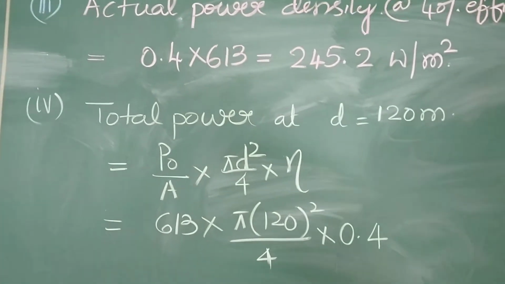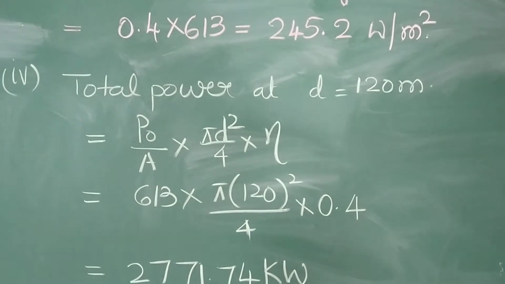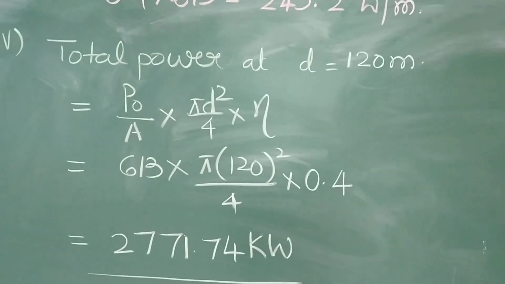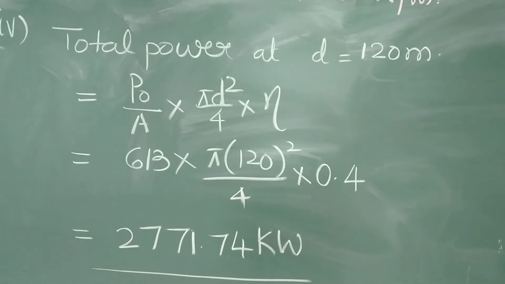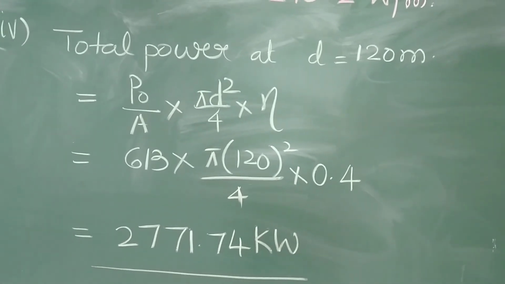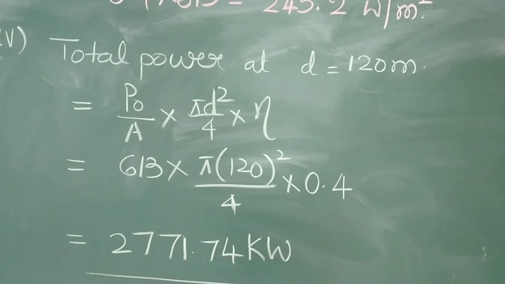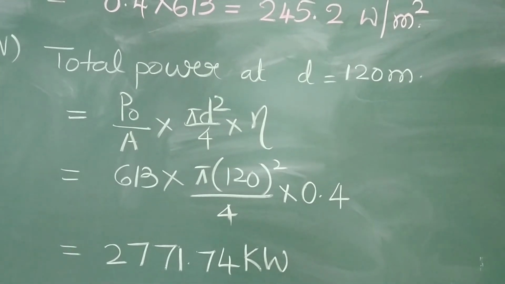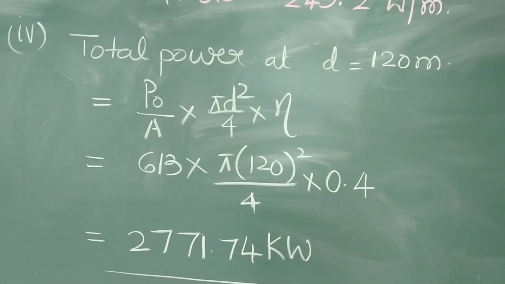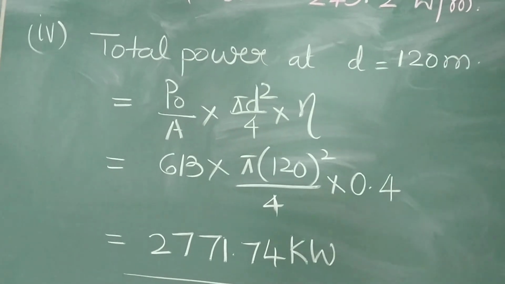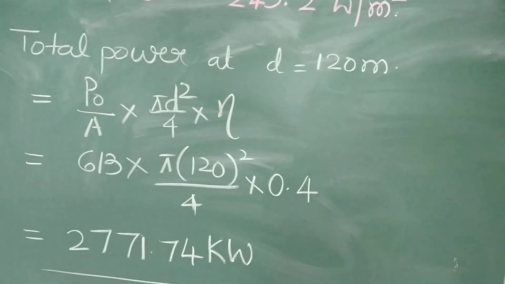And the last part of this problem is total power at the diameter of 120 meter. It's P naught by A into pi d square by 4 into efficiency. P naught by A is 613, pi into 120 square by 4 into 0.4 efficiency, so 2771.74 kilowatts. This is the solution to the numerical.